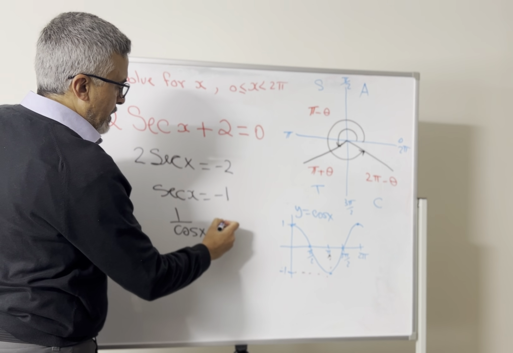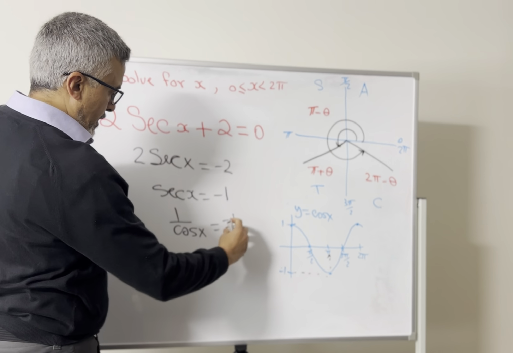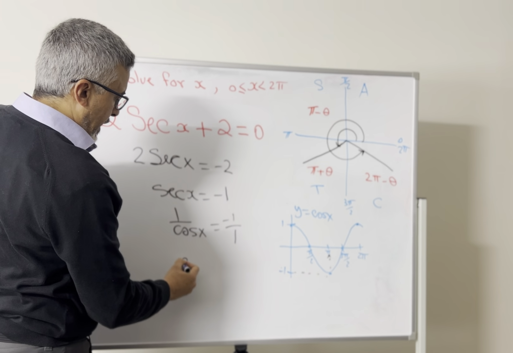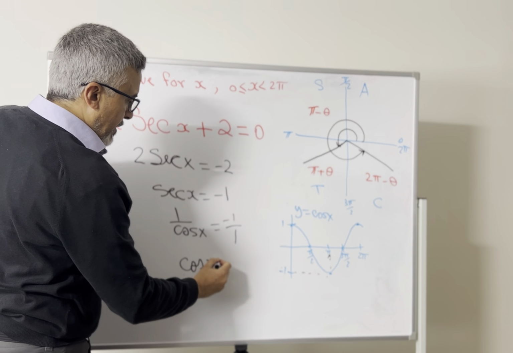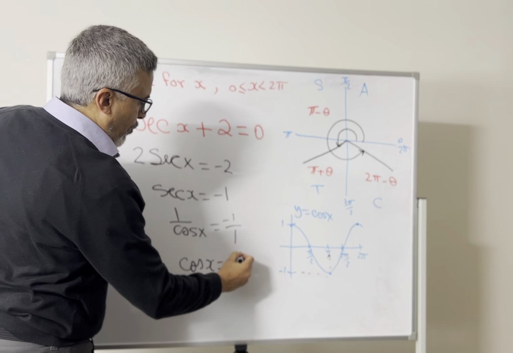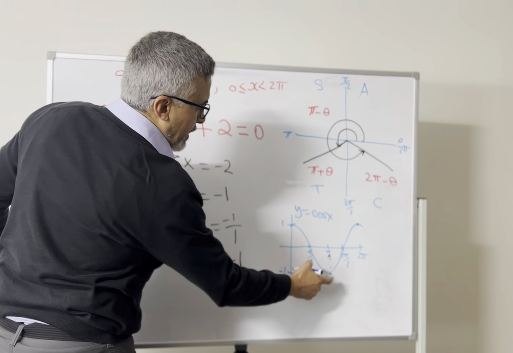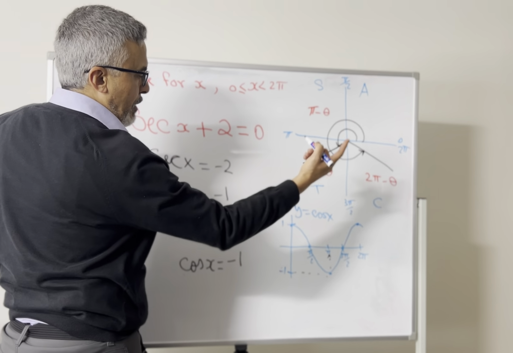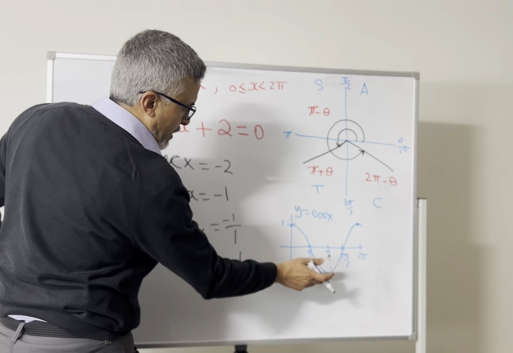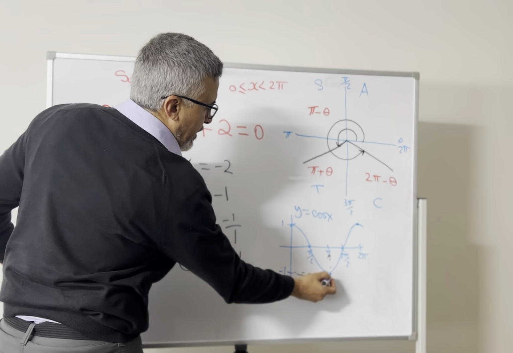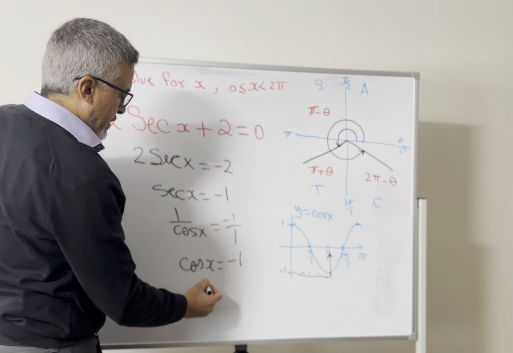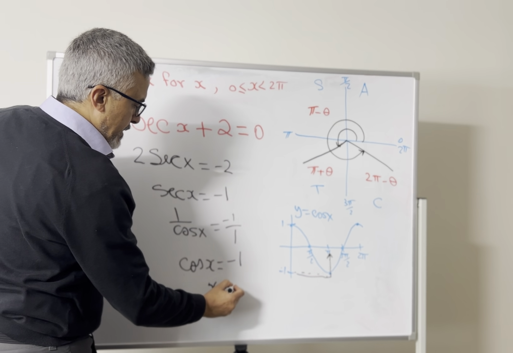x equals -1 over 1. So I'm just going to rotate everything in here, and then I'm going to end up getting cos x equals -1. And cos x equals -1, just interpolate this from this cosine graph, or you could go to the unit circle, but it's a lot easier to just go to the cos graph and say, okay, -1, right here, the answer for x is pi.